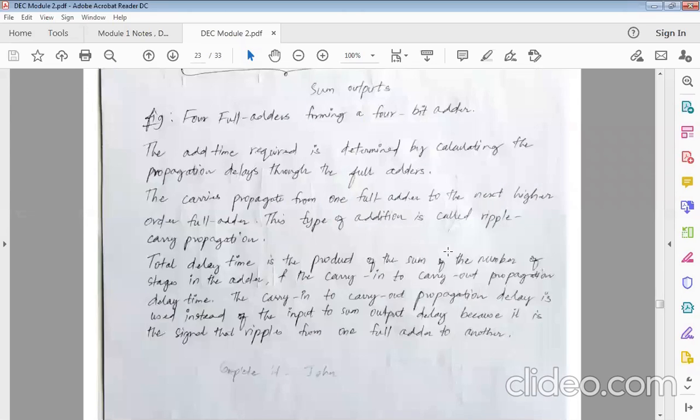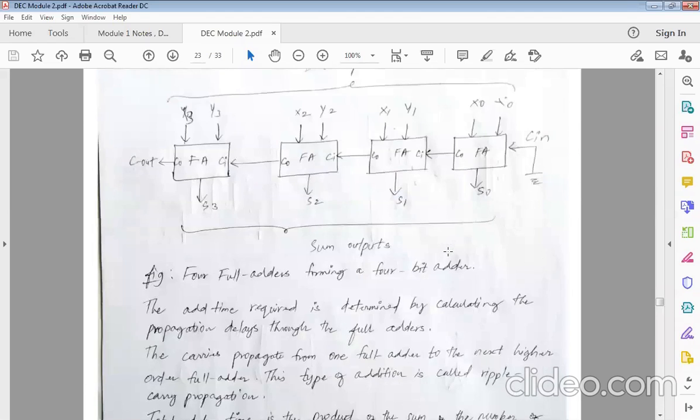But there is one downside for this full adder. The carry needs to be propagated from one adder to the other. So till the carry comes, this adder will have to wait. The second stage adder will have to wait, because we never know what is going to be the output of C naught in the first stage. And this is actually waiting for the carry from the first stage. So the second stage is dependent on the first stage, right? Because it's all connected in series.